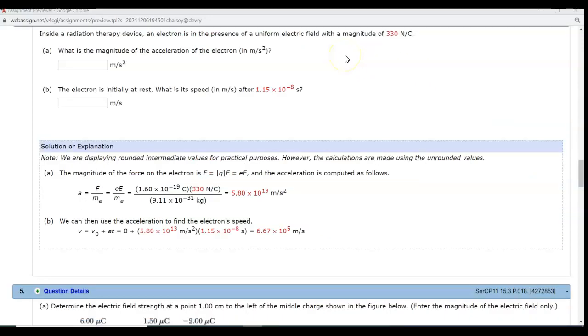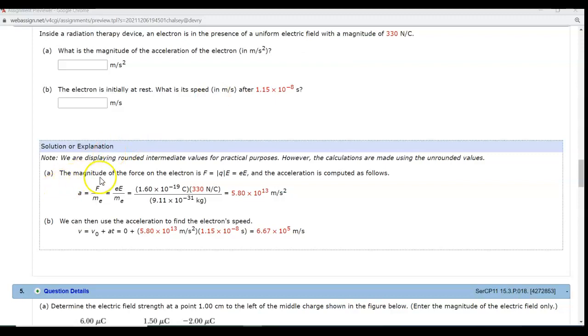Okay, in a radiation therapy device, an electron is in the presence of a uniform electric field with a magnitude of 330 newtons per coulomb. What's the magnitude of the acceleration of the electron in meters per second squared? How fast is it going? It's the magnitude of the acceleration. The electron is initially at rest. What's its speed in meters per second after 1.15 times 10 to the negative 8 seconds?